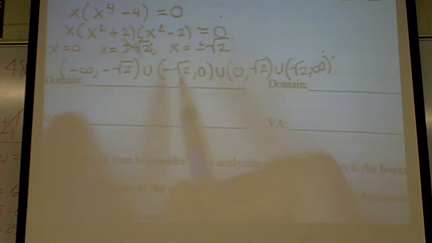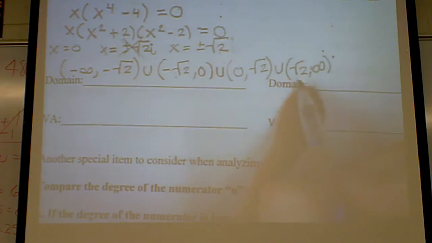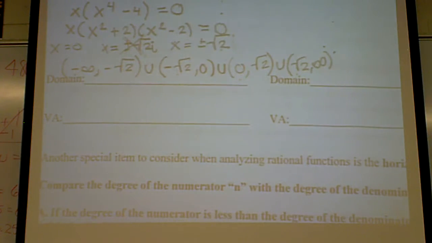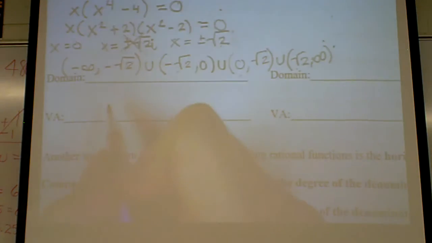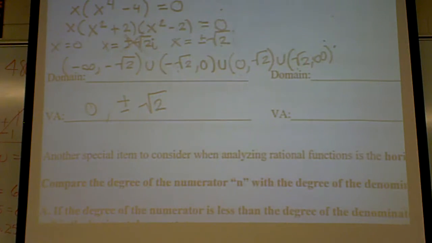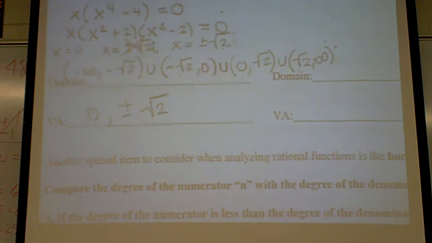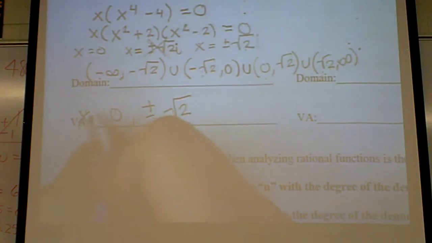So if I look at my domain, I'm not touching negative square root of 2, I'm not touching 0, and positive square root of 2. I'm not including them in my domain. So those would be my asymptotes. So I have 0 and plus or minus square root of 2. And make sure it's x equals.